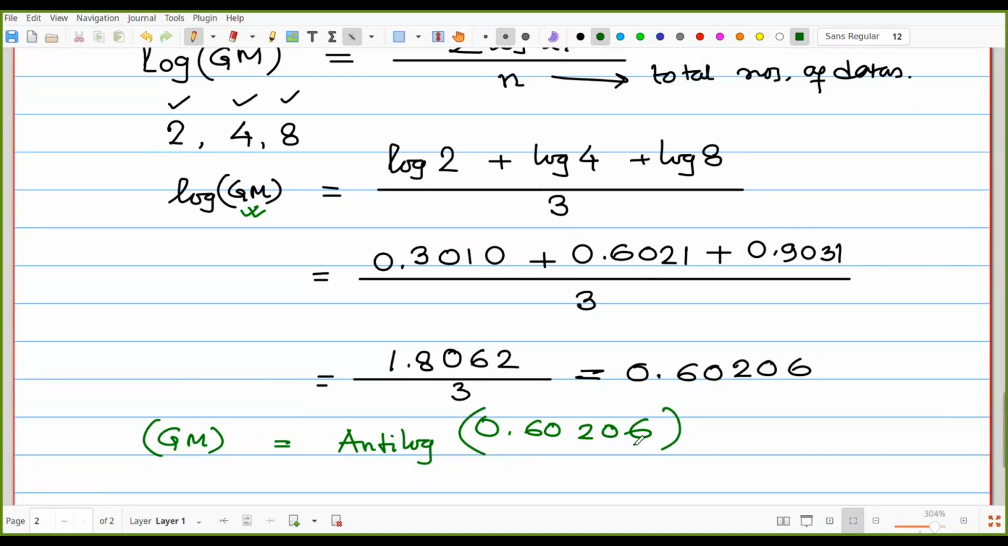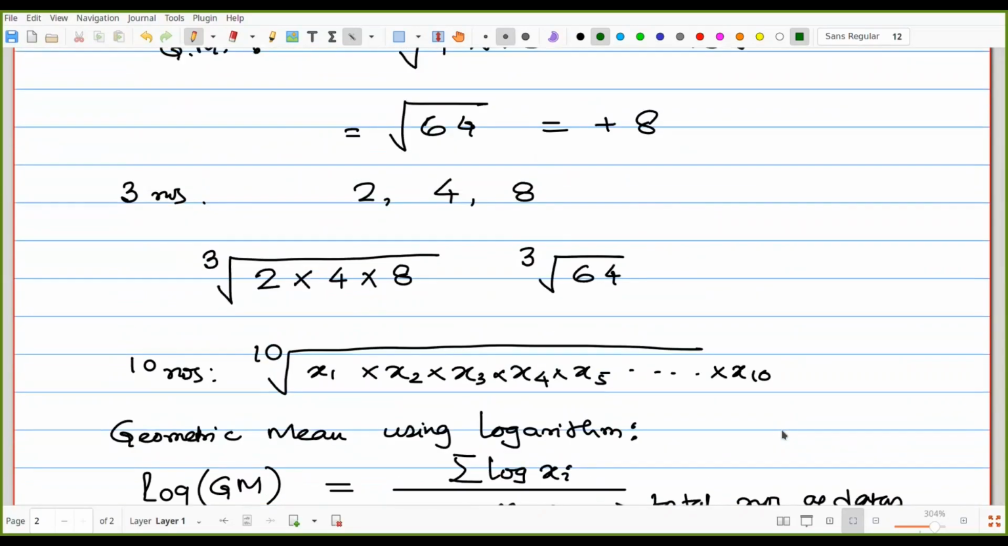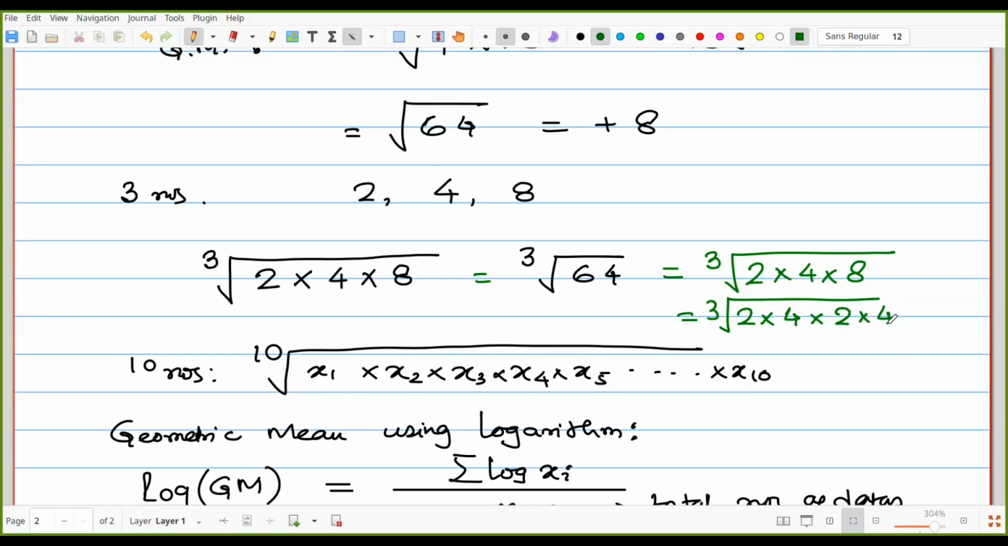And once again, using the scientific calculator or any other way of the log table, you can find out the value. And antilog of that particular value is equal to 4. Now, once again, you can check here that the cube root of 64 means the cube root of 8 into 8. That means 2 into 4 into 8. So we can write 2 into 4 into 8 as cube root of 2 into 4 into 2 into 4.